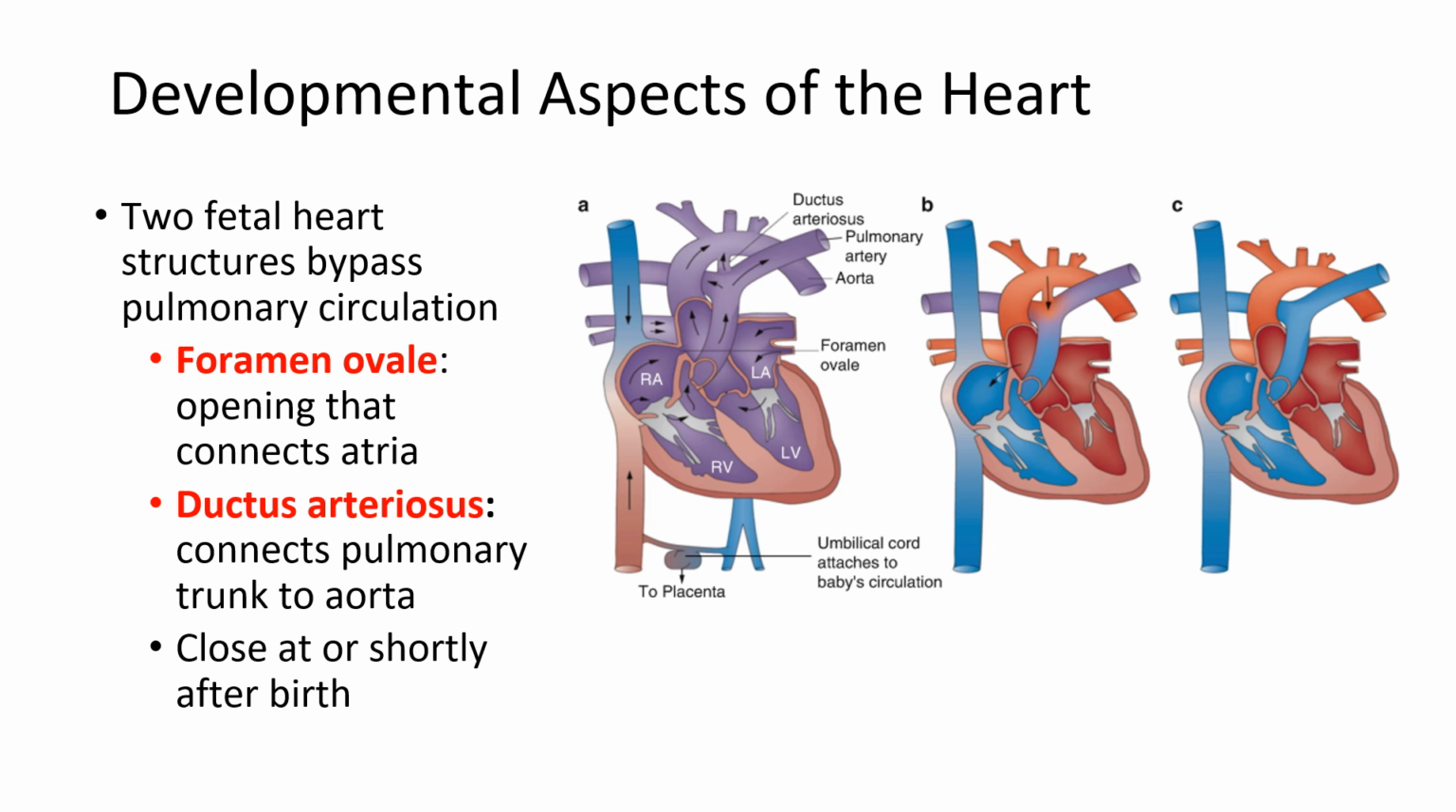There's also the ductus arteriosus, and that connects the pulmonary trunk to the aorta. So think about that, right? The right ventricle is pumping to the pulmonary trunk, the left ventricle is pumping to the aorta. This thing is linking them. And so that needs to close shortly after birth, otherwise you're going to have a problem. You're going to have unoxygenated blood mixing with oxygenated blood.